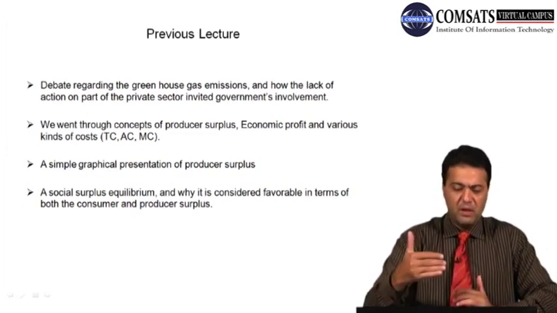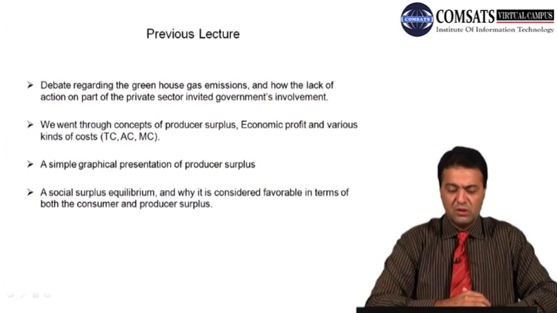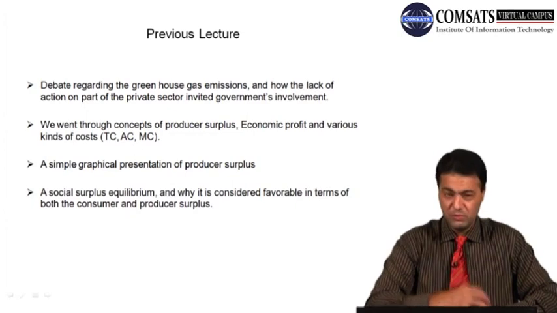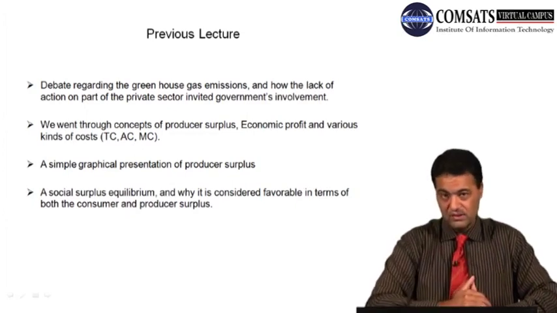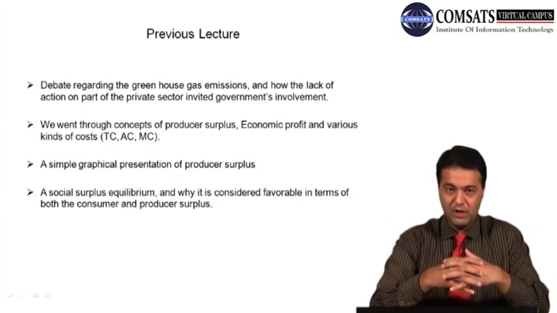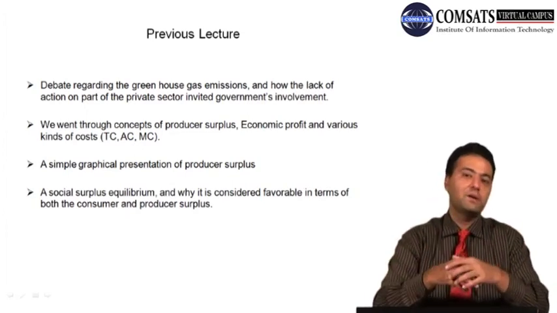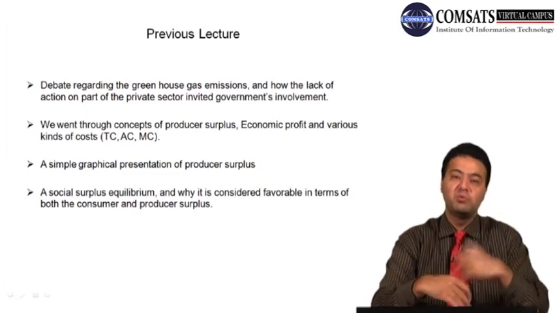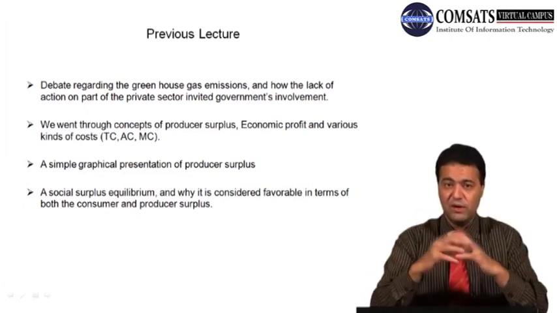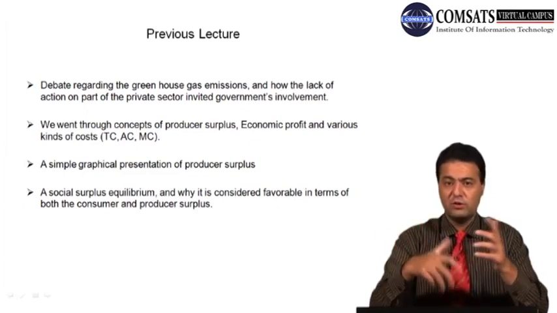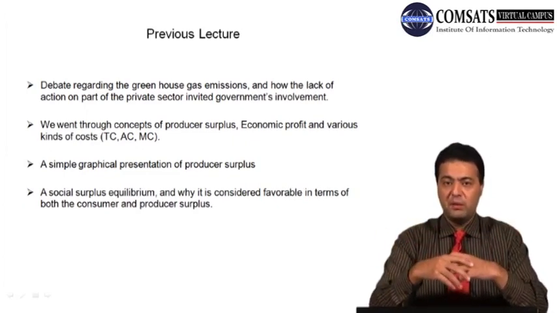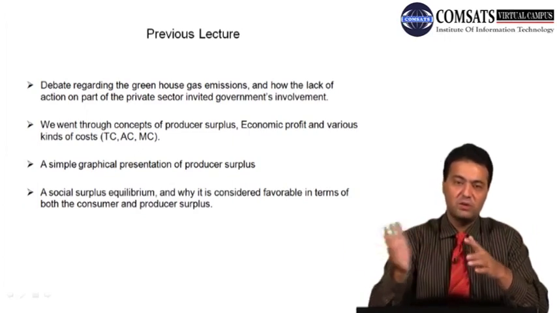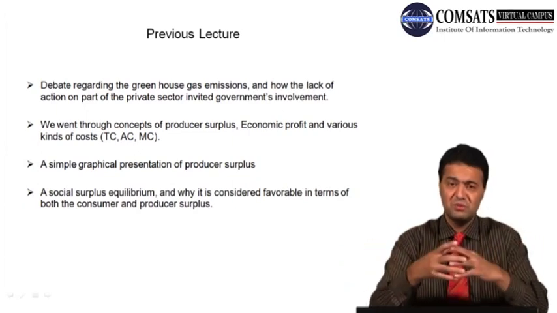And then we talked about the social surplus equilibrium and why it is considered favorable in terms of both the consumer and producer surplus. Remember that shape that we drew, the demand curve, the supply curve, and there is a triangle on both sides. So if you move beneath the equilibrium price, then move above the equilibrium price, you have these triangles that would contract or expand depending upon where you are moving and which curve is intersecting. On one side is the producer surplus, the other side is consumer surplus.